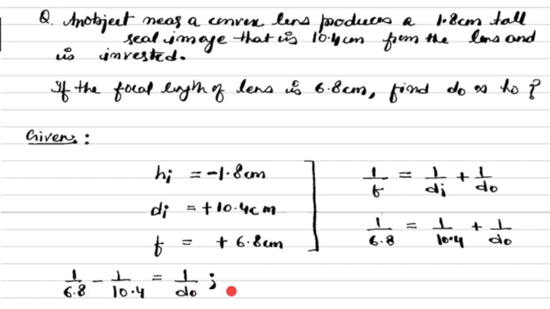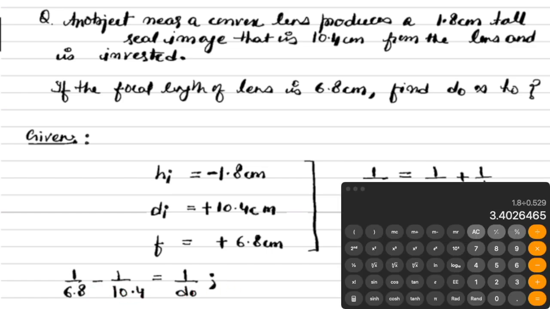Now I need to use my calculator. It will be 1 divided by 6.8, then I have to subtract 1 divided by 10.4, and don't forget to inverse it so that you can get the value of do. So do will be 19.64, or you can say approximately 20 centimeter. Done. So we got the distance of object, where it is. This part is done.